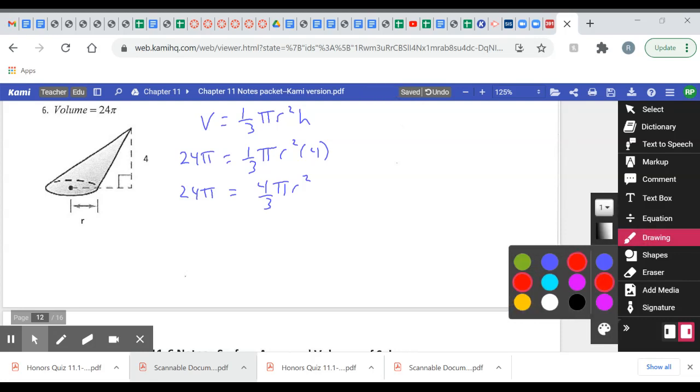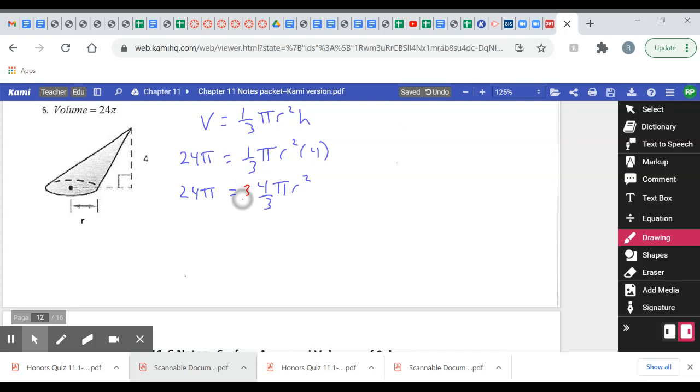So one thing I can start with is multiply by the reciprocal of 4/3, which is 3/4. But whatever I do to one side, I need to do to the other side. When I do that, if I want to put a 1 under the 24, I can. So 3 times 24 divided by 4 gives me 18 pi. And that's equal to pi r squared. From there, again, we're trying to solve for r. So we can divide by pi on both sides. And in doing that, we get r squared is equal to 18.